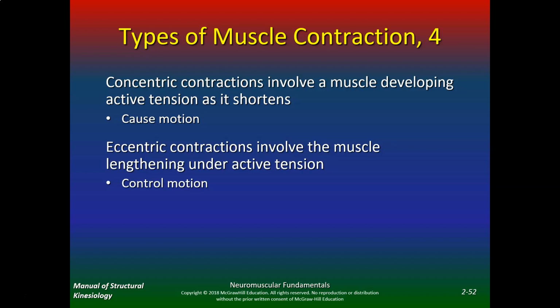Now, concentric contractions involve a muscle developing active tension as it shortens. That causes motion. And eccentric contractions involve the muscle lengthening under active tension. That's controlling motion. So concentric causes motion. Eccentric controls the motion. So think about a baseball pitch. You need to control that motion so you don't cause injury. So eccentric control is very beneficial. And we'll look at a video that shows the difference between a concentric and an eccentric contraction.